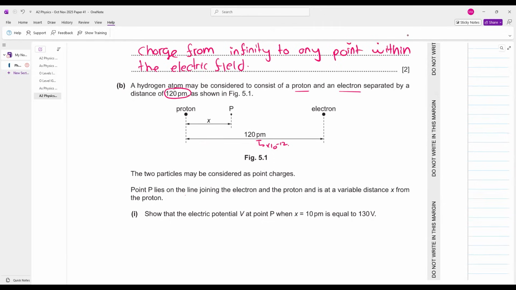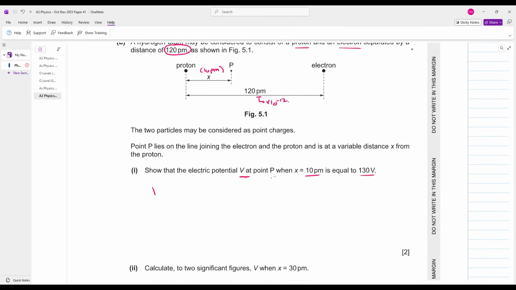Point P lies on the line joining the electron and the proton and is at a variable distance of x from the proton. ठीक है भाई, ये at a variable distance of x है from the proton. Show that the electric potential V at point P, that is x is equals to 10 picometer, is equals to this. अच्छा जी, बेटा आपने टोटल इलेक्ट्रिक पोटेंशियल निकालना है व्हेन x की वैल्यू इज 10 picometer.